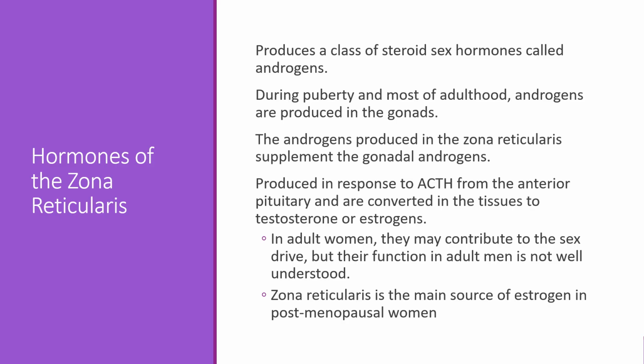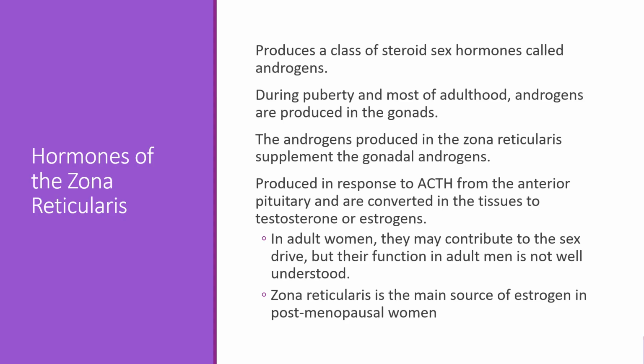The reticularis, the third layer. This produces a class of steroid hormones called androgens. During puberty and most of adulthood, the androgens are produced in the gonads. The androgens produced in the reticularis are supplemental to the gonadal androgens.